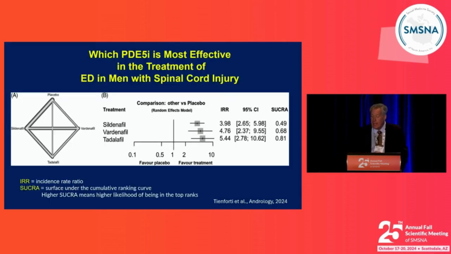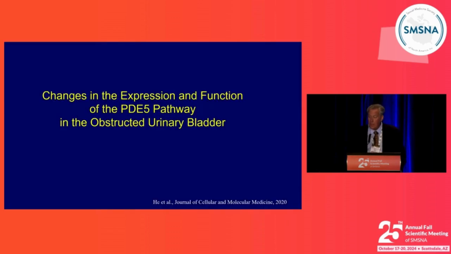But using that technique, what they were able to find is that the IRR, which is kind of similar to an odds ratio, was actually positive, meaning it was a positive effect. And tadalafil had the highest effect. And SUCRA, which is the surface under the cumulative ranking curve, was also higher, so you would go from 0 to 100%. So again, tadalafil in this study came out to be the best choice for men with spinal cord injury.